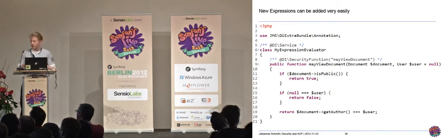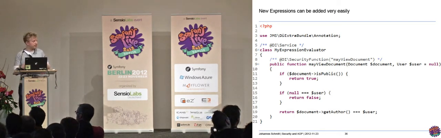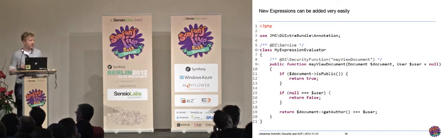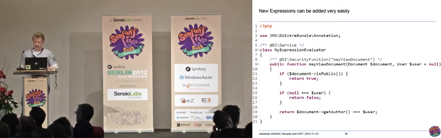In this case, we built a simple expression evaluator, which sort of is a lightweight ACL system. And in this case, we would check whether the document is public. If it's public, then we would not perform any more checks. If the user is not logged in and it's not public, then we would deny access. And if he's logged in and is not the author, then we would also deny access.